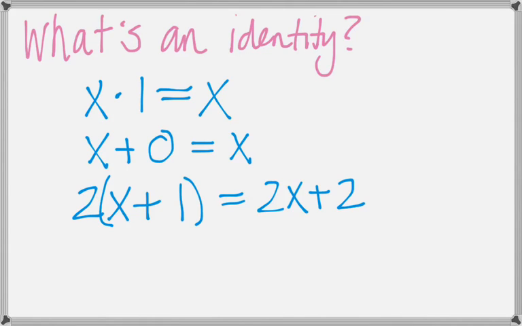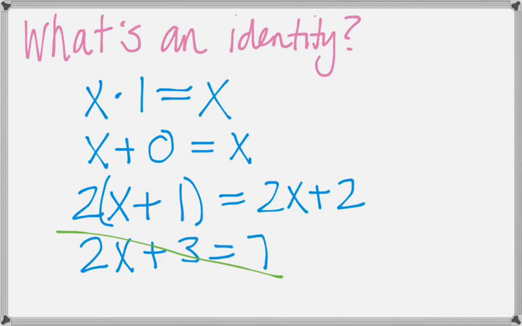All right, so what about this? 2x plus 3 equals 7. Identity or not an identity? Resounding not an identity. What value of x does that work for? Does it work for any other value of x? No. So the identities are the ones that work for all values of x. So we're going to write down that definition.